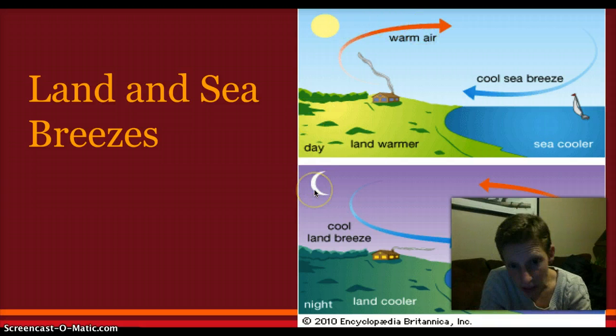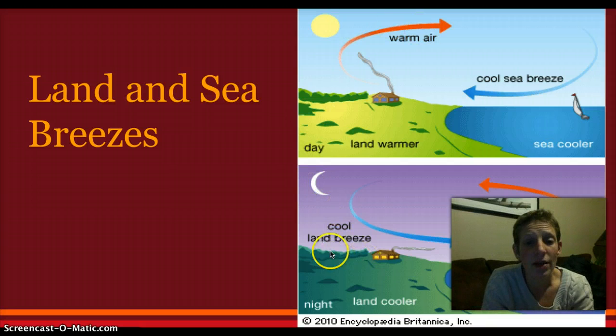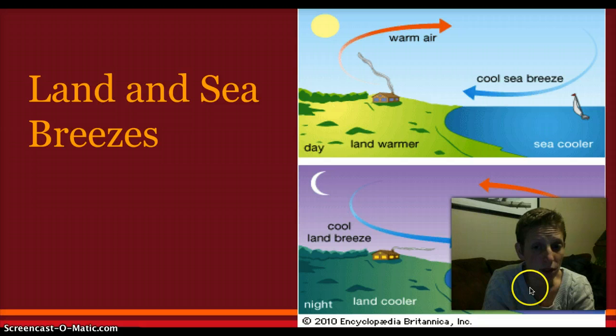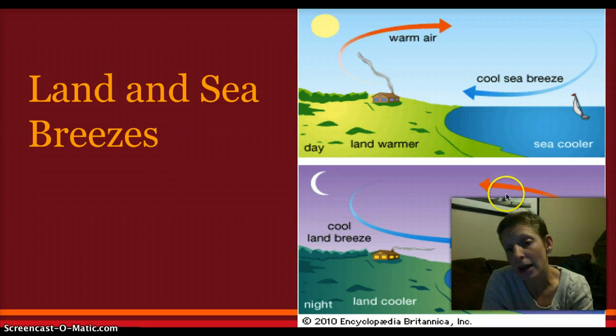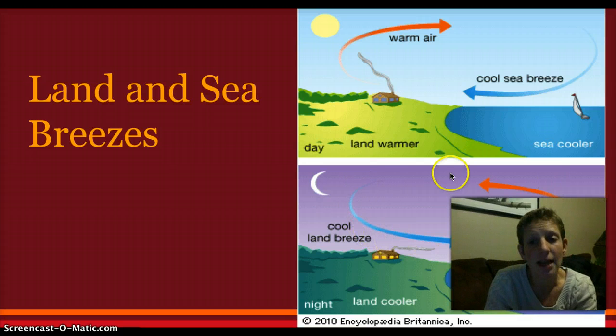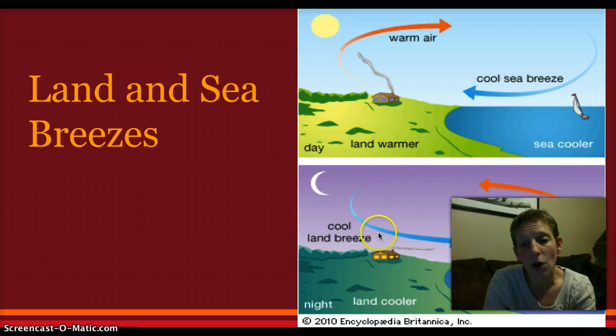Vice versa at night, when the land cools down quickly, it becomes cooler than the sea or the ocean. The warm air over the water rises, meets with the cool air over the land, and sinks, and we get that cycle in the reverse direction. When the breeze comes off the land, that's called the land breeze.